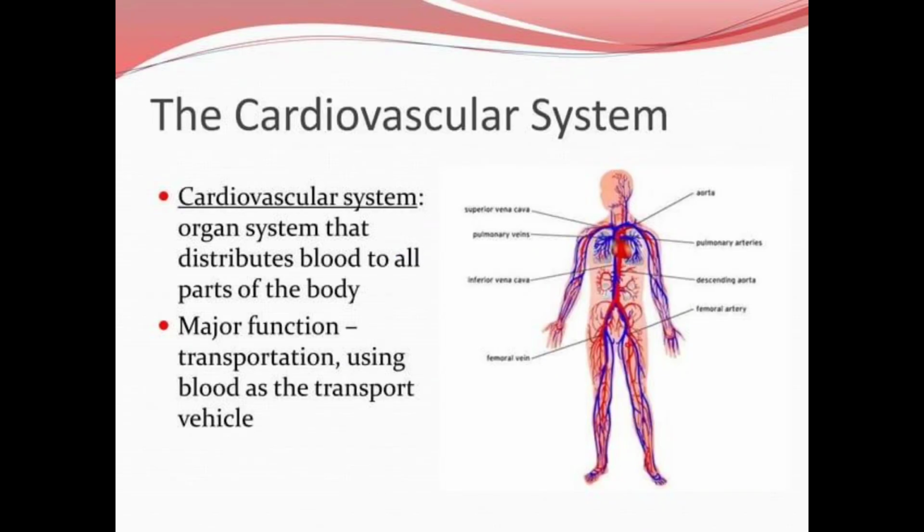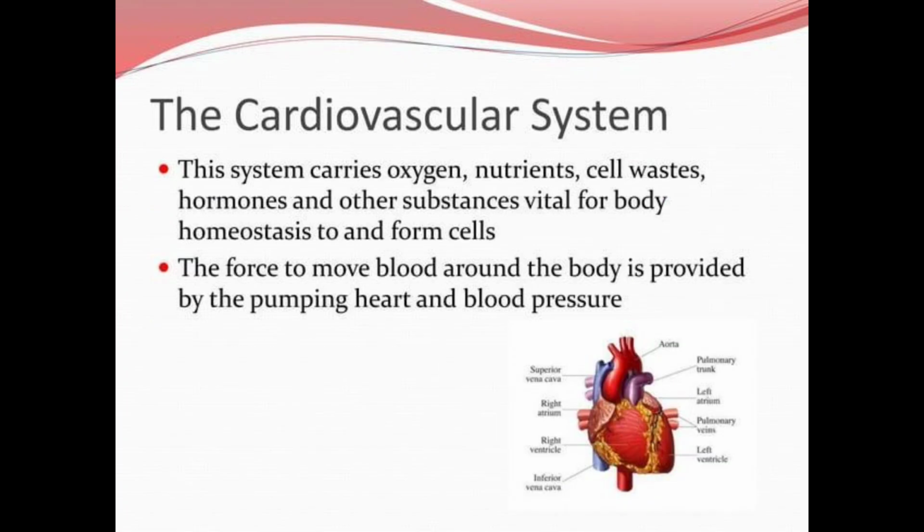The cardiovascular system is the organ system that distributes blood to all parts of the body. We can say it delivers oxygen and nutrients to each and every part of the body. The major function is transportation, using the blood as the transport vehicle. Blood helps transport nutrients and oxygen and remove waste from the body tissue. Let's start the topic.